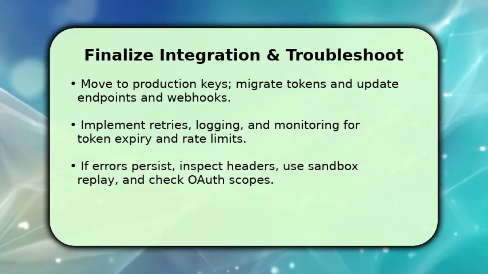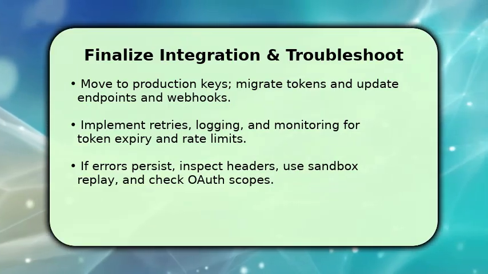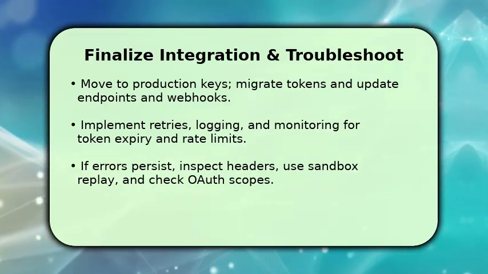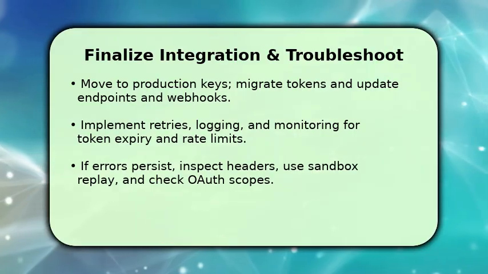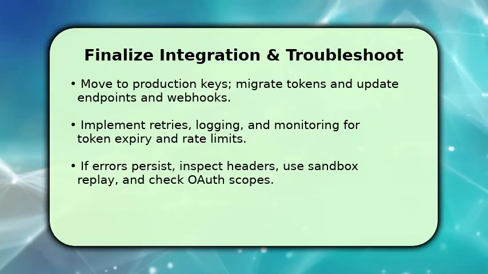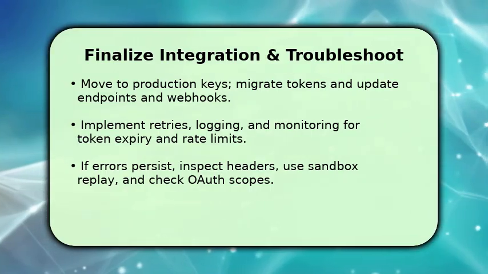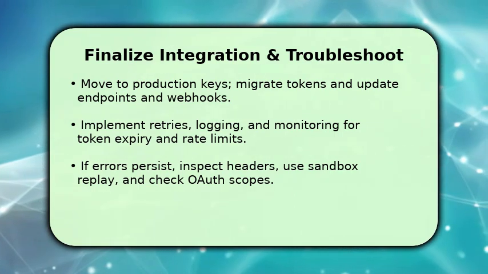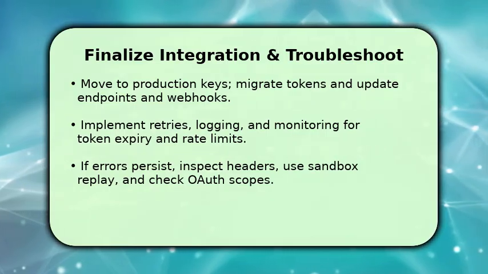Once done, add robust logging, monitoring, and exponential backoff for rate limit and transient failures, and automate token rotation so the app recovers from expiry. If something breaks, first inspect HTTP response headers and error codes, replay requests in Sandbox with identical headers, and verify your OAuth scopes and redirect URIs match what you requested. That troubleshooting step will usually reveal authorization or scope mismatches.